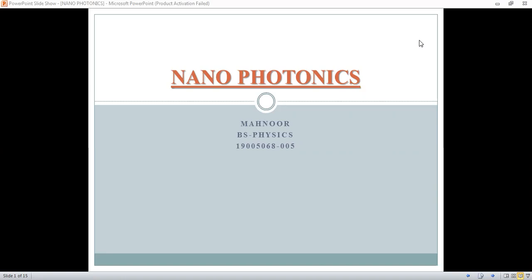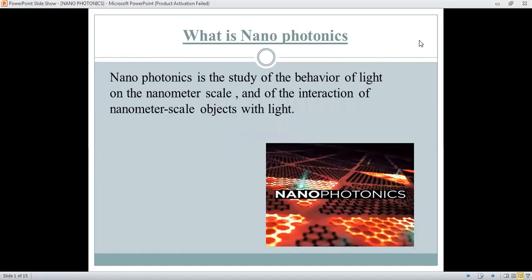The question arises: what is nanophotonics? Nanophotonics is the study of the behavior of light on the nanometer scale and of the interaction of nanometer scale objects with light.